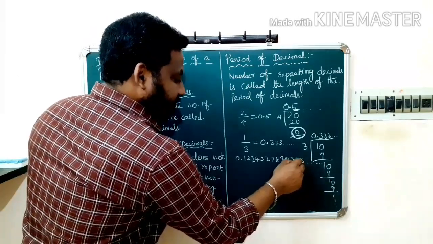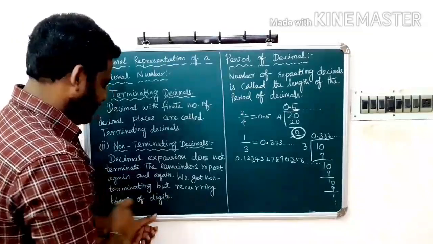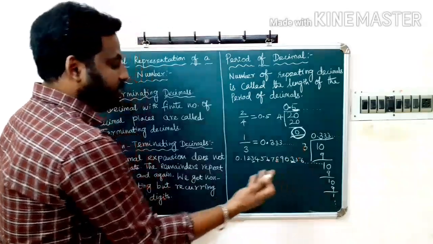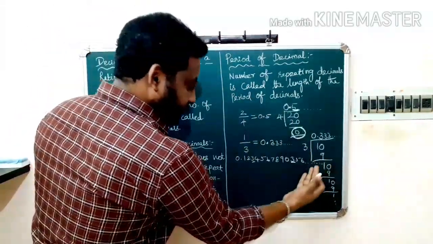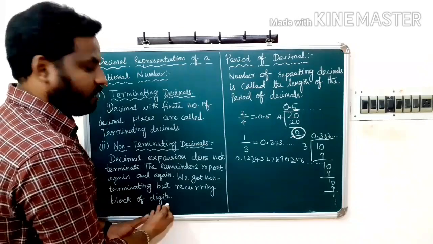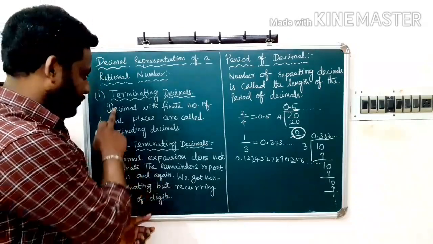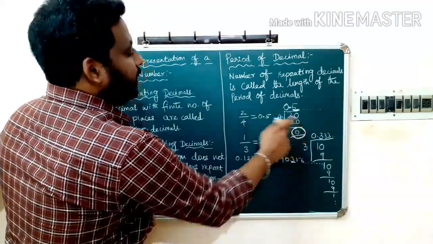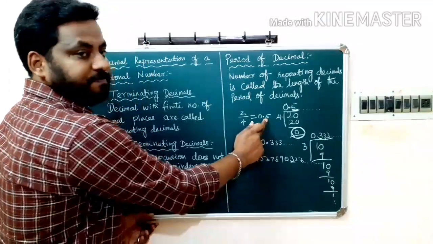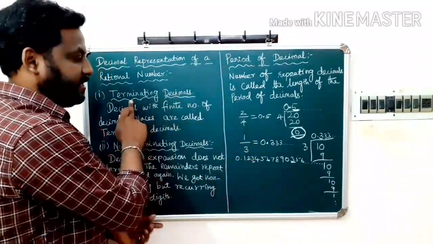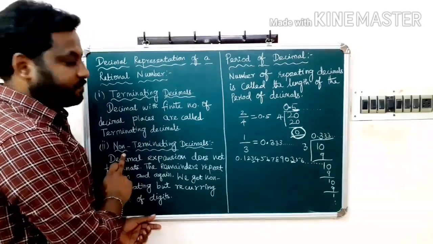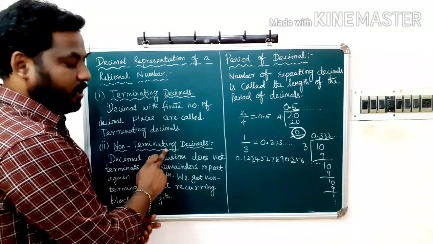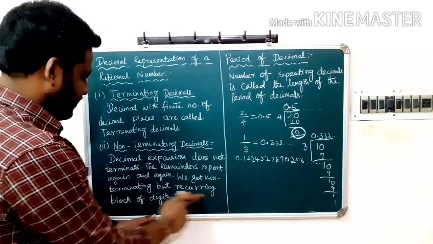So if 3 is a repeating number, that means it is a recurring block at any cost. 3 or maybe 5 or maybe 6, any number: if the number is repeating, that is a recurring block of digits. Okay, clear? So terminating decimal means the remainder ends up with 0, which means the decimal places are countable. A countable number of decimal places is called a terminating decimal. A non-countable number of decimal places means a non-terminating decimal, and that also has a recurring block of digits.